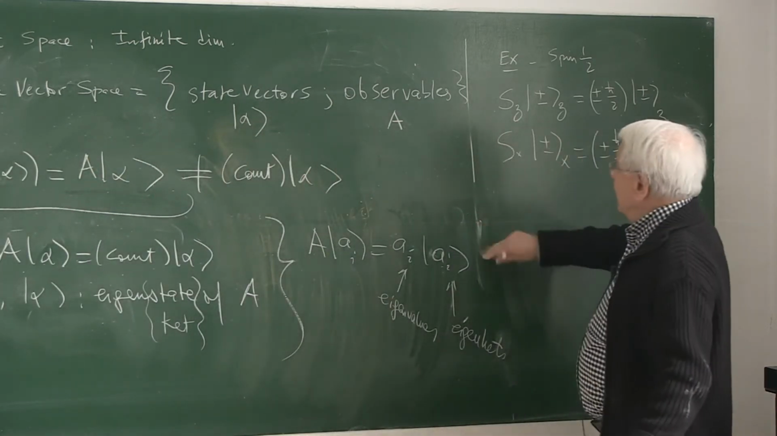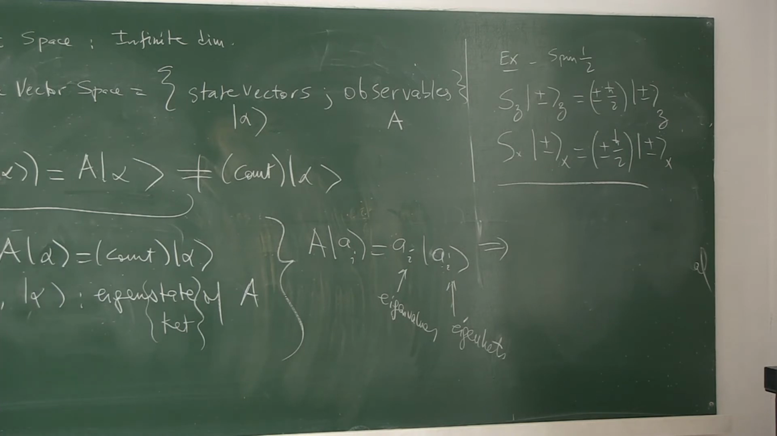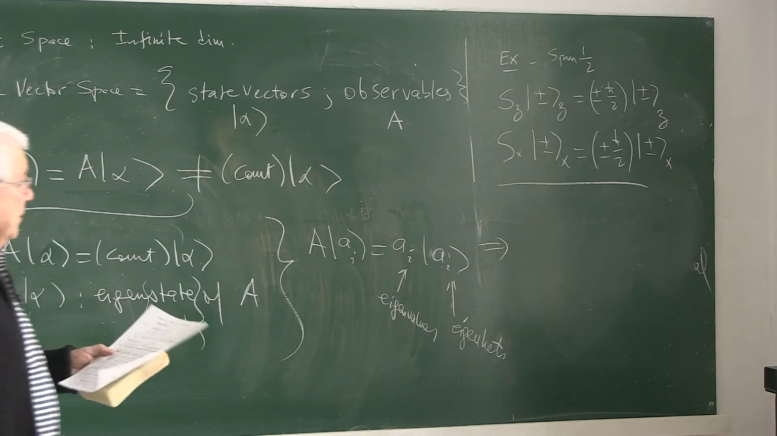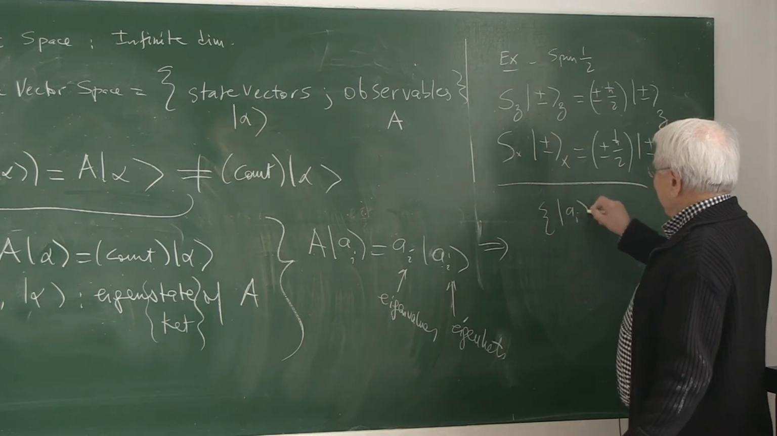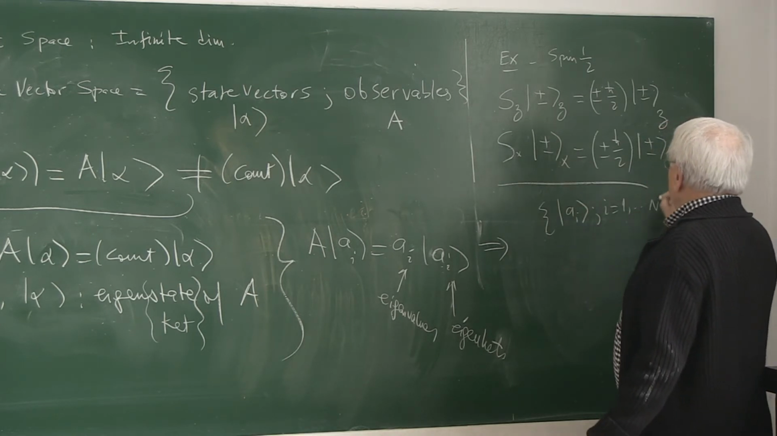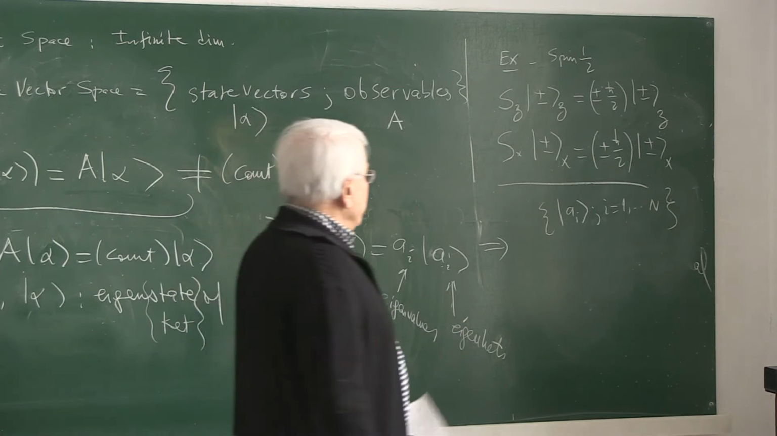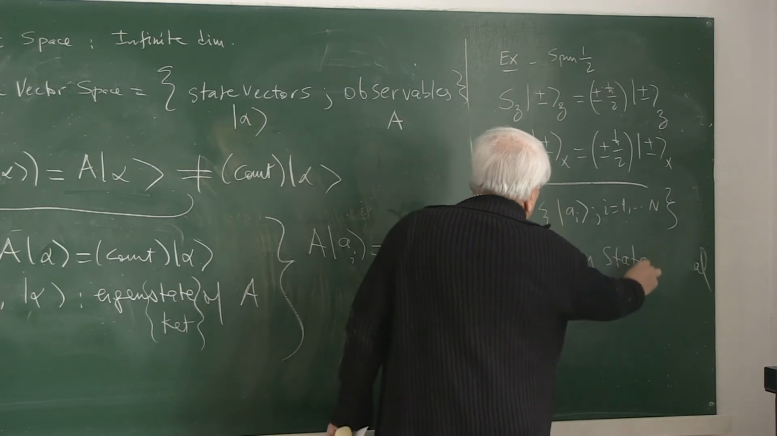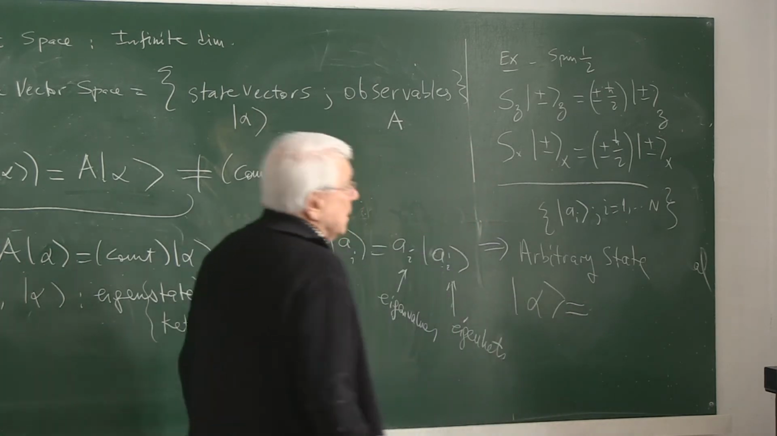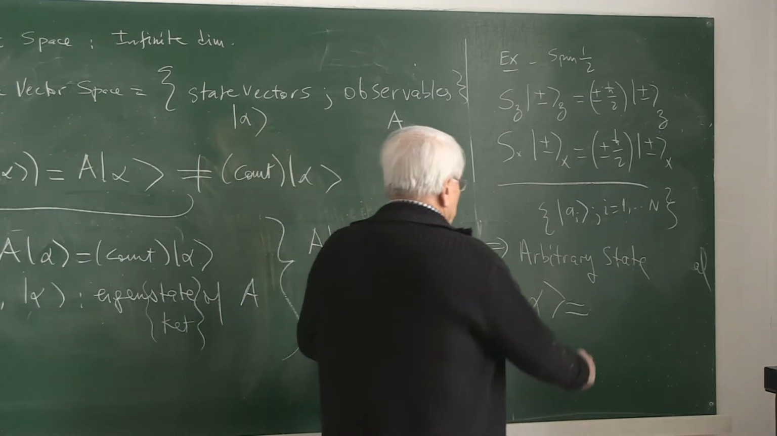Now, that's the example. When you have the eigenvalue problem defined for an observable, and if there are N many of them, with i running from 1 to N, then an arbitrary state in this vector space, an arbitrary state alpha, can be written as a superposition in terms of these eigenvectors.